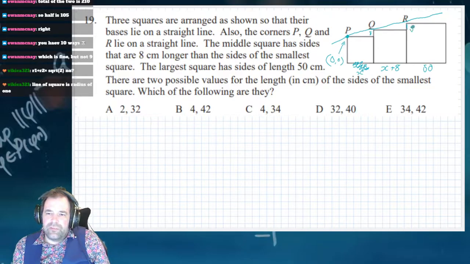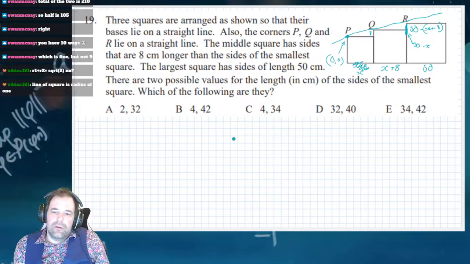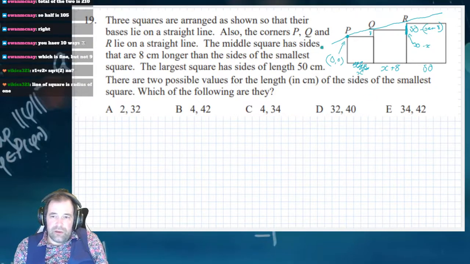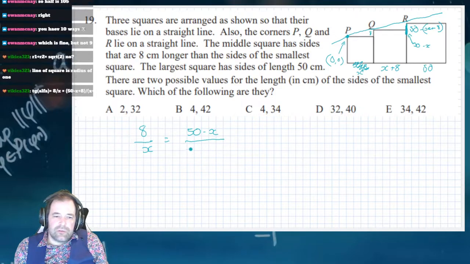And that distance there is going to be 50 minus x plus 8. But more importantly, that distance is going to be 50 minus x. So we need, oh, here we go. It's just gradients, isn't it? We know that the gradient of PQ has got to be the same as the gradient of PR. So we know 8 over x has to equal 50 minus x over 2x plus 8. Is that what you got?